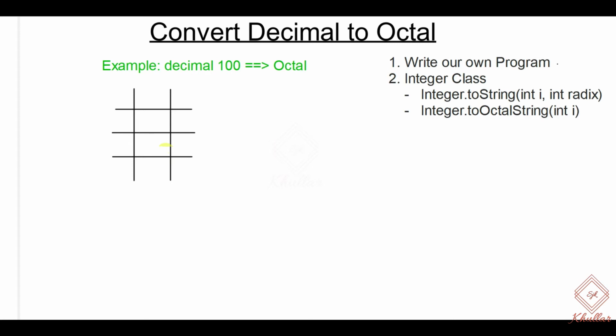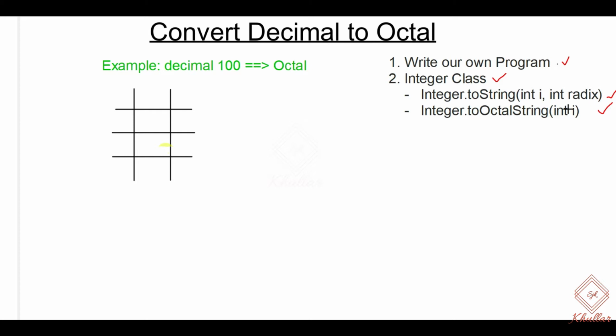Hello friends, today we are going to discuss a number system problem: how we can convert a decimal number to an octal number. In this video we'll discuss a couple of approaches. One is that we will write our own program to convert a number from decimal to octal system, and another is how we can use the classes provided by the JDK, like the Integer class. There we have a couple of methods, so we'll briefly touch on these two methods as well, for how we can achieve the conversion from decimal to octal system.